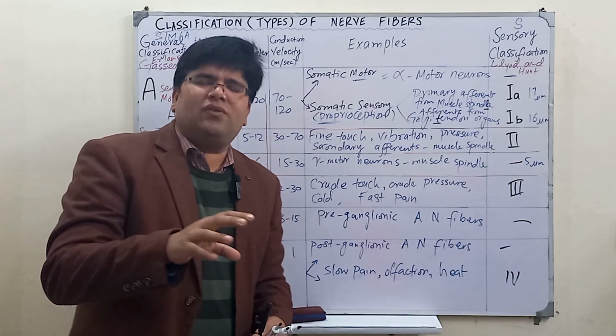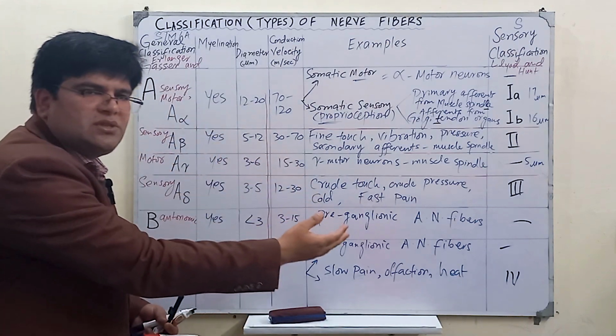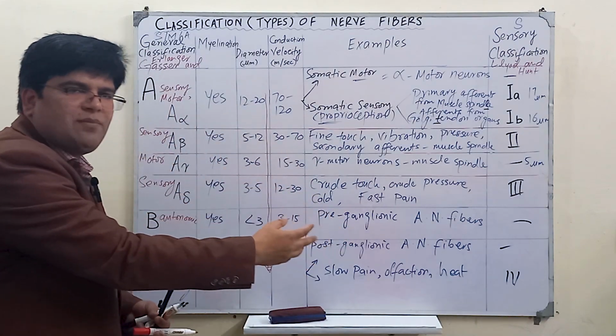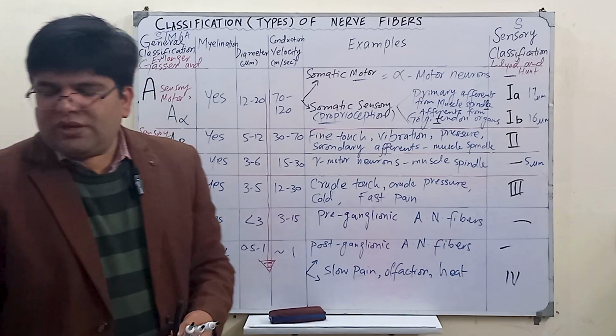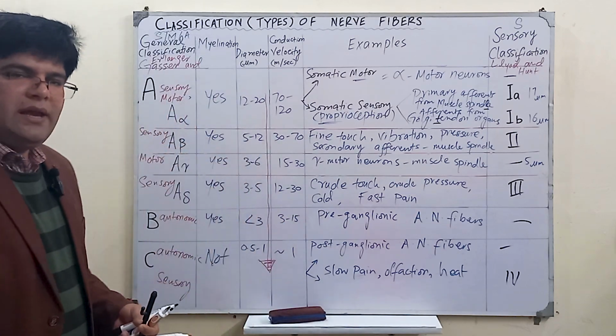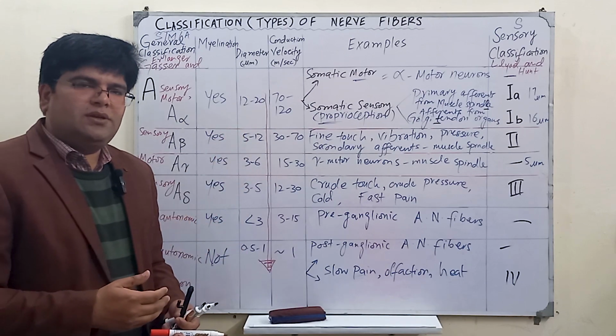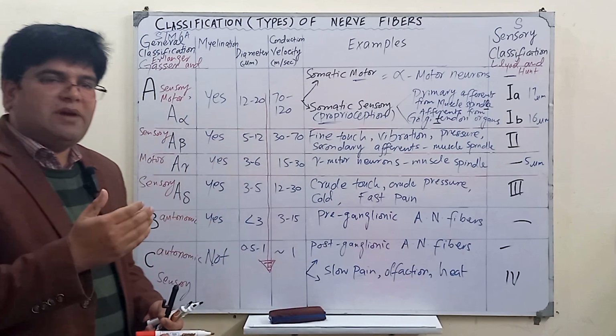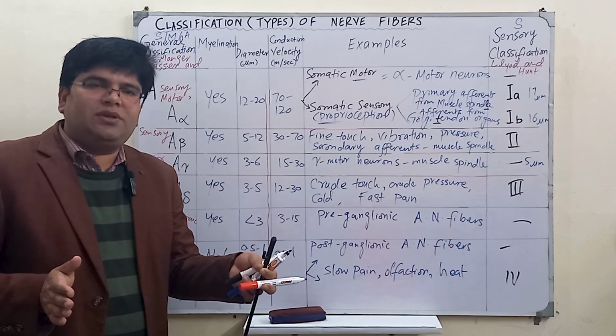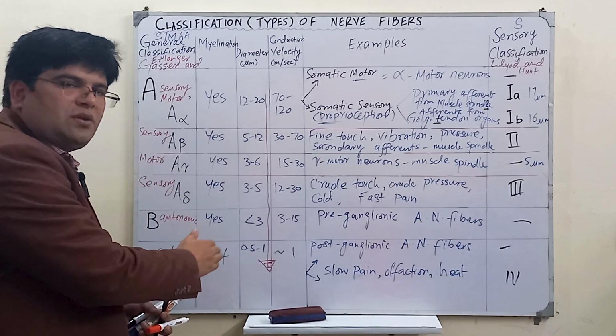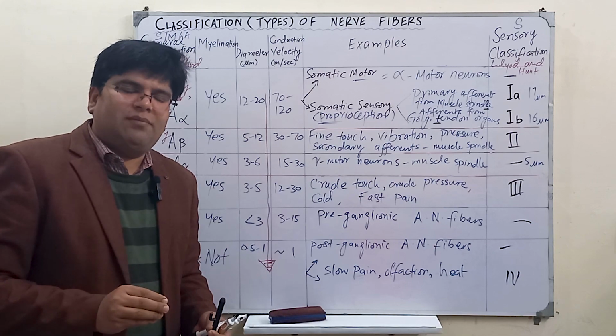So you can get any question in your exam, what is the function of this nerve fiber, what is the speed of conduction of this nerve fiber. And another question which you can get in your exam, why A nerve fibers are faster than C nerve fibers? So the answer is that because A nerve fibers are myelinated and they're also having wider diameter as compared to C nerve fibers which are not myelinated and they are having a smaller diameter.